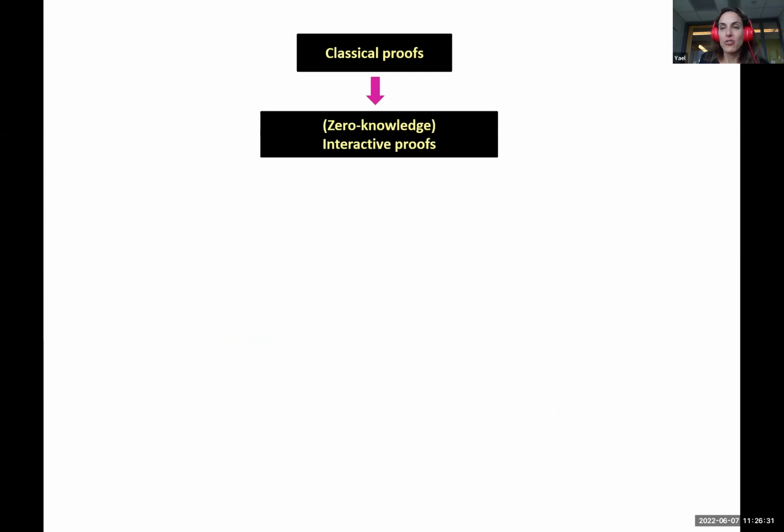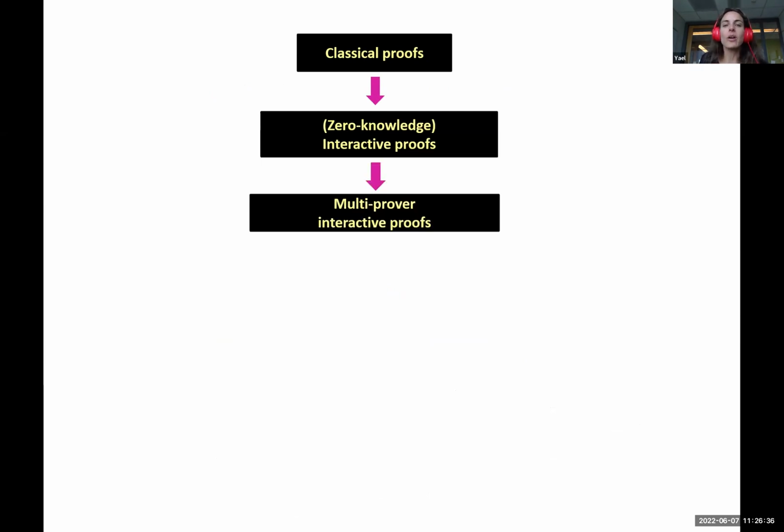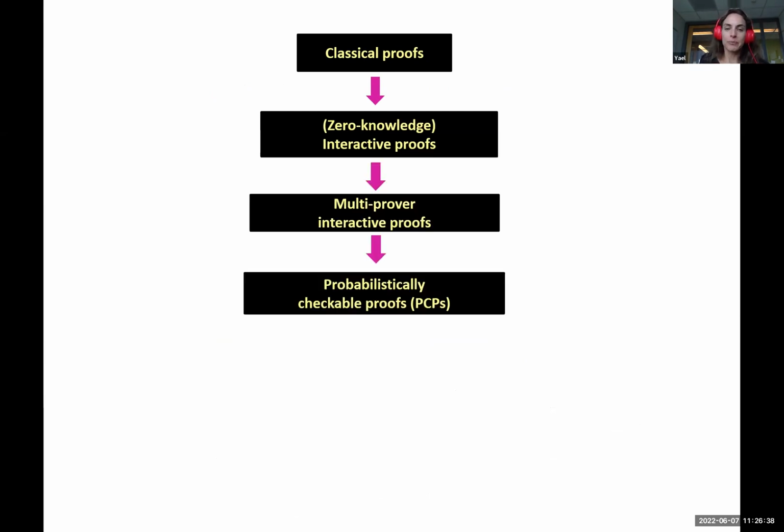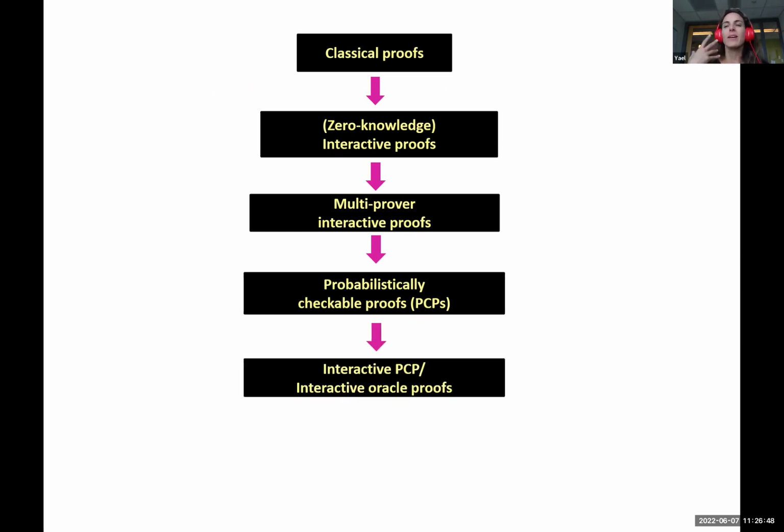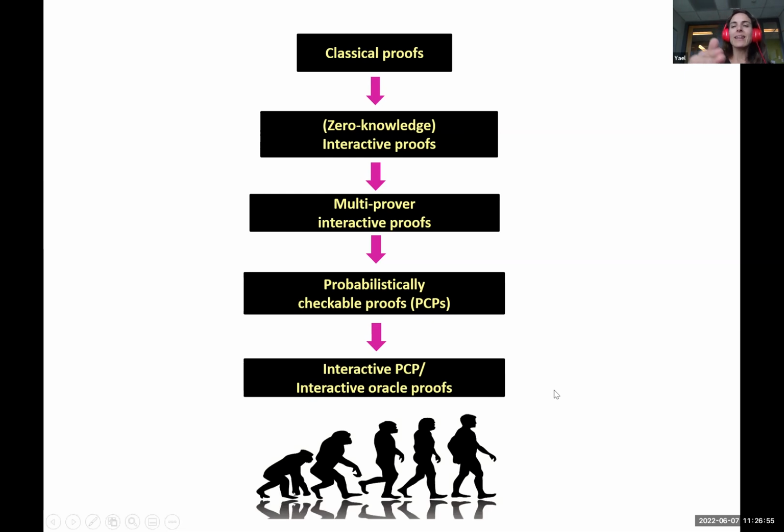Okay, so let me just summarize the lecture today. We started with classical proofs. We went to the notion of interactive proofs, starting with zero knowledge, but actually just the model of interactive proofs. Then multi-prover interactive proofs, which motivated and allowed us to do probabilistically checkable proofs, PCPs. And there's more I didn't have time to talk about, but to gain efficiency, there's the notion of interactive PCP, also known as interactive oracle proofs. This is the evolution of proofs in computer science.